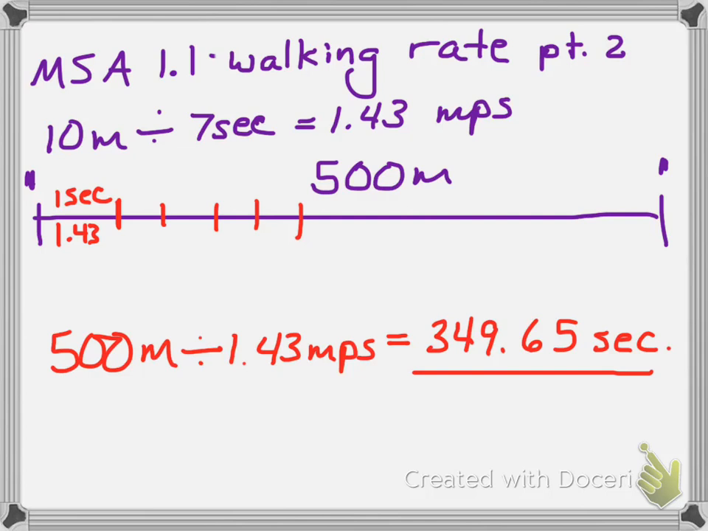So to find the time, you're going to take the distance that you walk and divide it by your walking rate, and that will get you the time it would take to walk that. The next situation that we came across was how far could you walk in 30 seconds? And then they also said, what about 10 minutes and what about 1 hour?